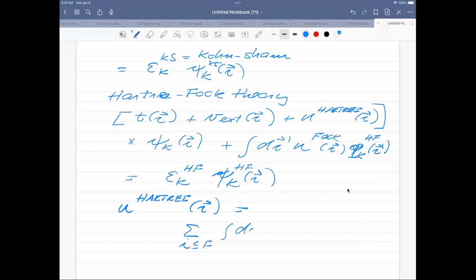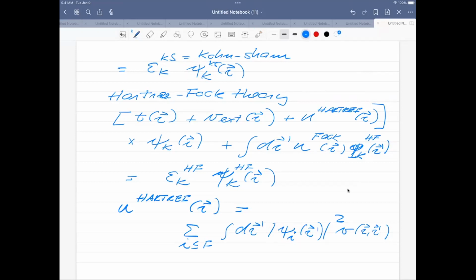And I have an integral over d of r prime. And then what I have is the wave function psi i of r prime squared and multiplied with a potential. Now, one of the things you will show in one of the exercises, so this psi of i's here are Hartree-Fock wave functions, and I'm going to drop the superscript Hartree-Fock in the wave functions just for notational simplicity. But keep in mind that the wave functions you're seeing here and here, they are different in principle.